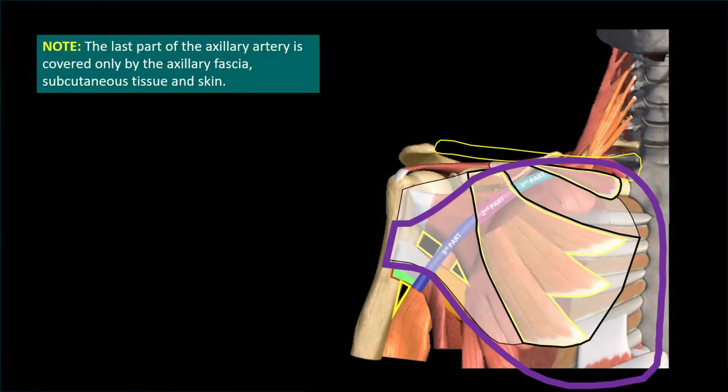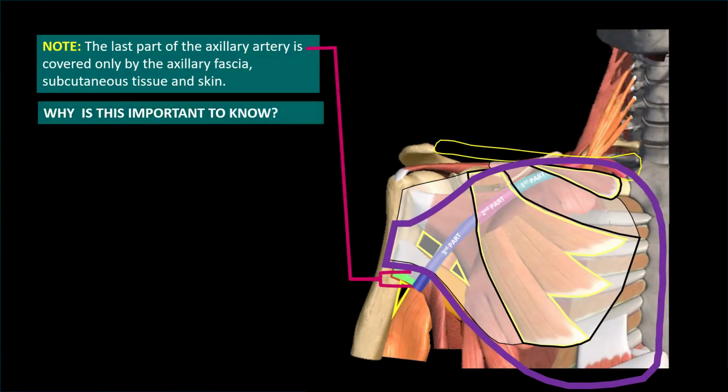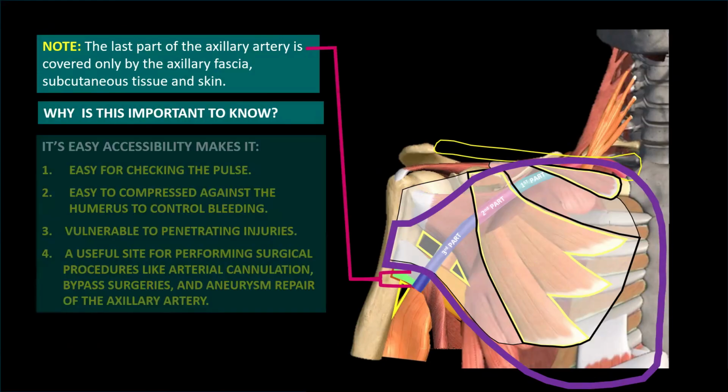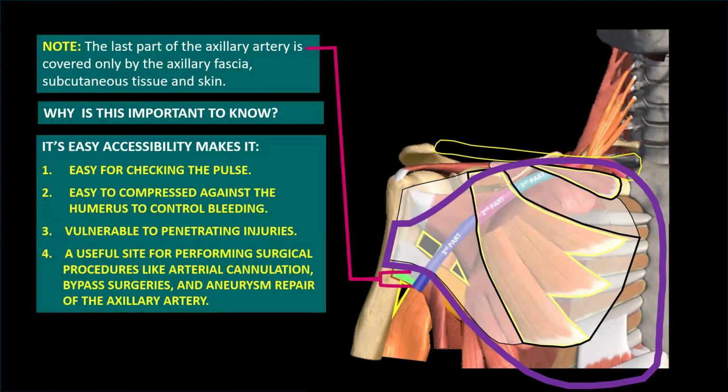Note, the last part of the axillary artery is covered only by the axillary fascia, the subcutaneous tissue, and skin. Why is this important to know? Its easy accessibility makes it: 1. Easy for checking the pulse.